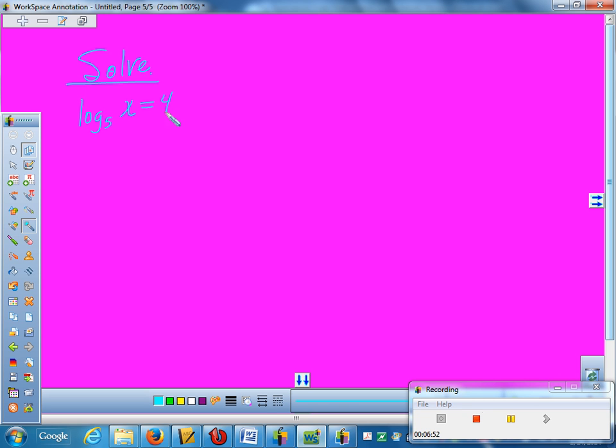Okay, so now you're actually ready to solve equations. When you see an equation with a log in it, right now, today, you are only solving equations when you have one log in the problem. What you do when you have multiple logs in the problem happens Tuesday. But this is what you do when you have one log in a problem.